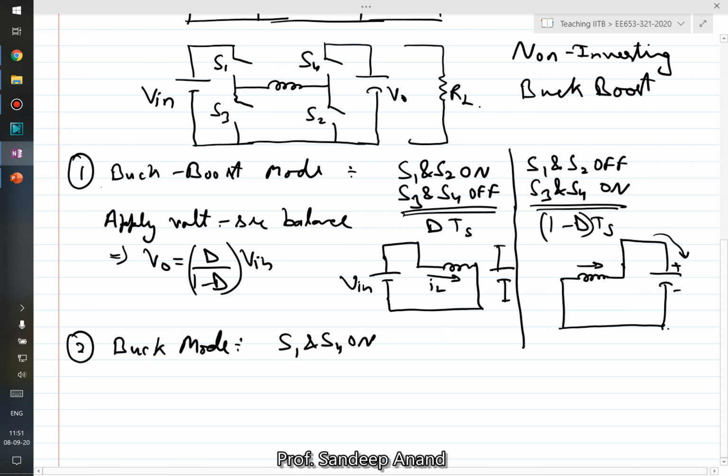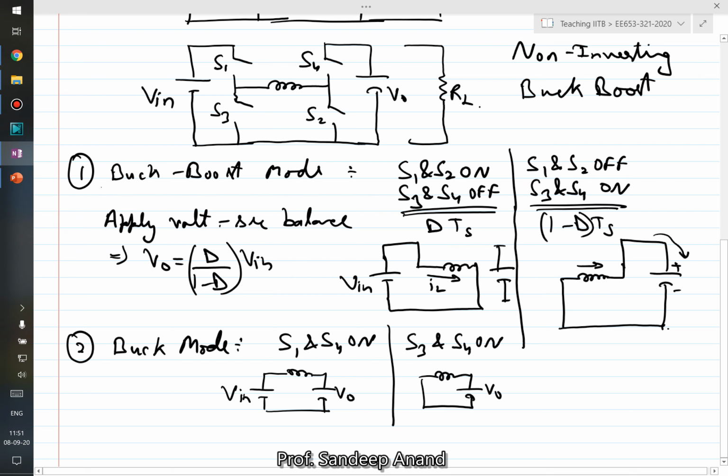So first you turn on S1 and S4. What is the equivalent circuit? If you see, input voltage, inductor, output voltage, right? And then you turn on S3 and S4, right? Then what will be the equivalent circuit? It will be just the inductor and output voltage. Again, you do this for D Ts, you do this for (1 minus D) Ts period.